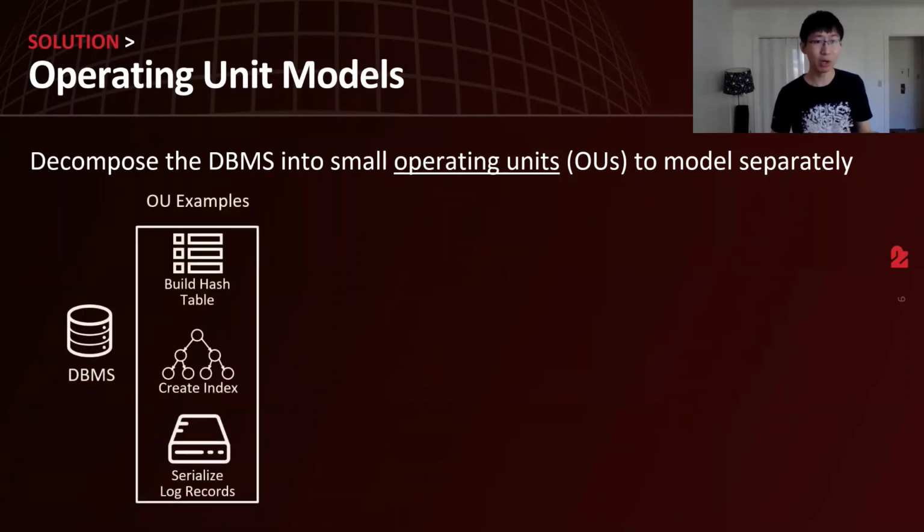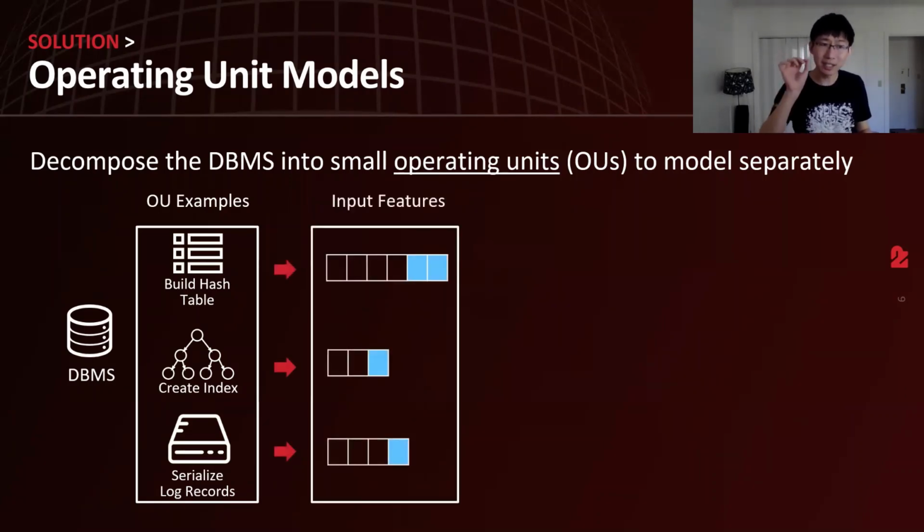To give an example, we decompose the NoisePage DBMS, where we implemented MB2, into around 20 OUs, including building hash tables or creating indexes. Each OU model has a specific set of input features that represent how much work this OU is going to perform, and these features can be different among different OUs. We also include the database configuration knobs that impact the corresponding OU's behavior. For example, the OU model for serializing log records may contain the log serialization interval.